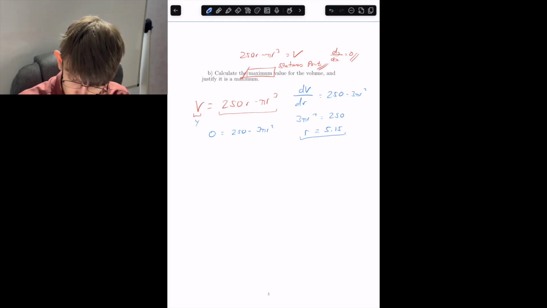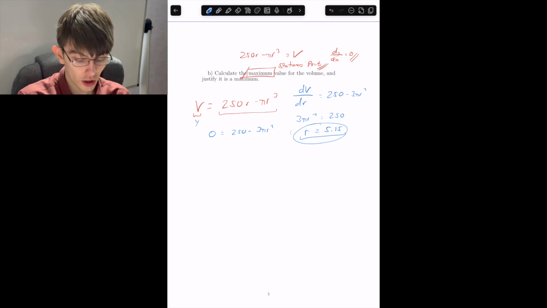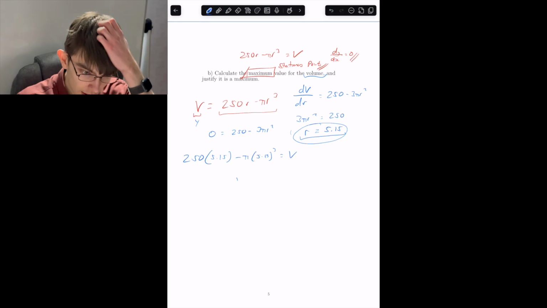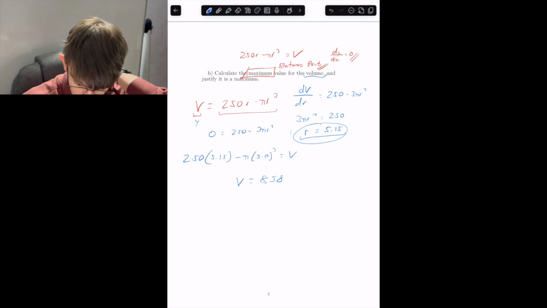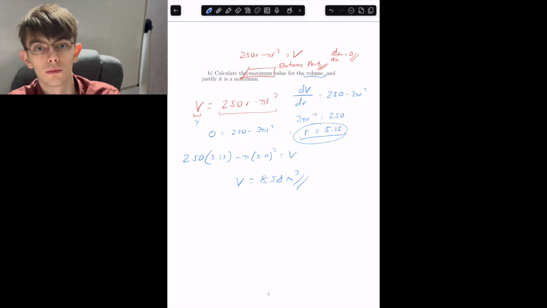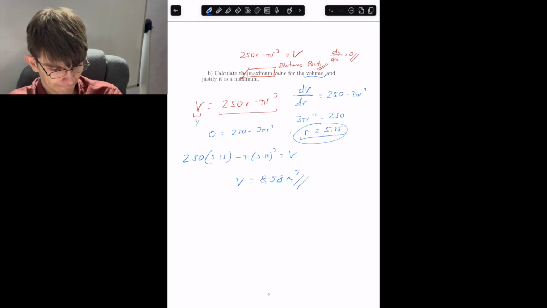Now, if my maximum value is at r equals 5.15, I'm asked to find the maximum value for the volume, so I need to put that back into my original equation. So 250 times 5.15 minus pi times 5.15 cubed is going to equal v, and that is going to be equal to 858 meters cubed. We have got a massive cylinder that we are dealing with.